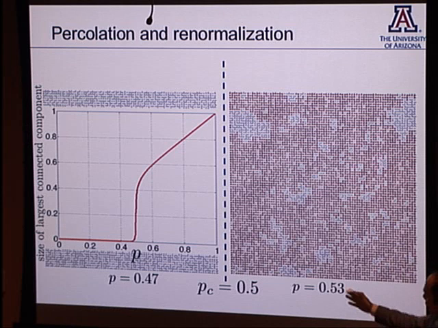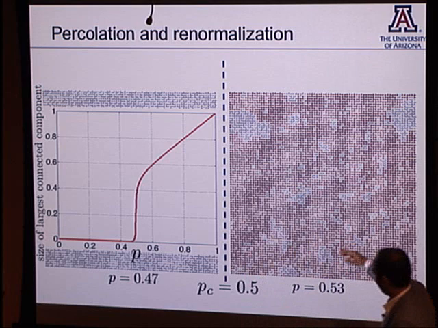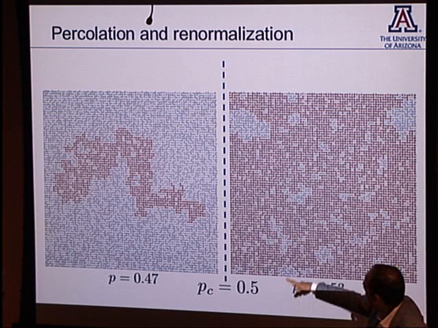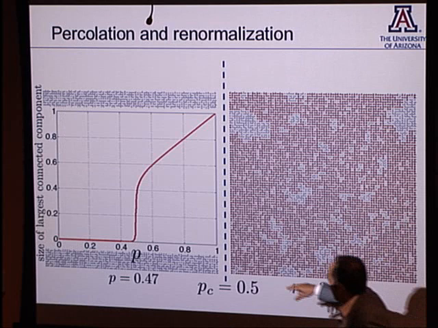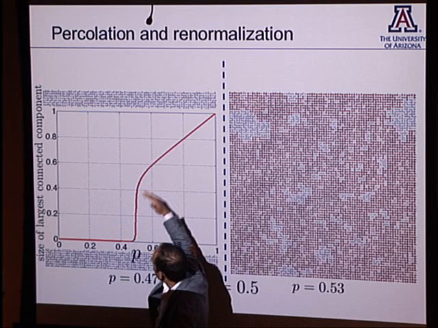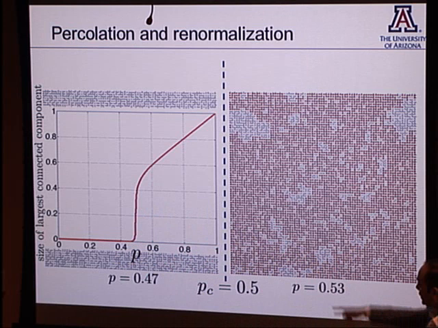Now this 0.5 is specific for the square grid. This number changes if you change the lattice topology. The student who did this simulation shows that at P equals 0.47, that's the largest cluster. At P equals 0.53, it seems to span the whole thing. So anything beyond P equals 0.5, the size of the largest component is a constant fraction of the total size of the graph. That size is plotted as a function of the total number of nodes in the graph. That's why it goes from 0 to 1.